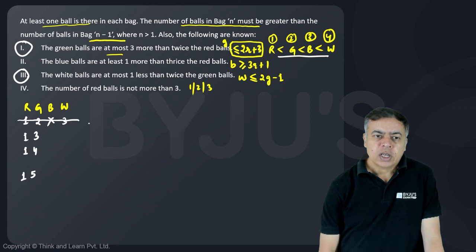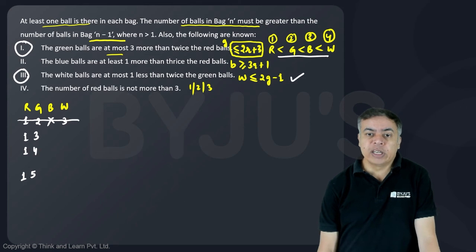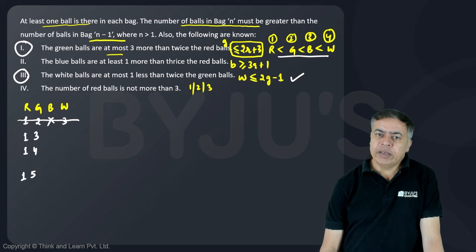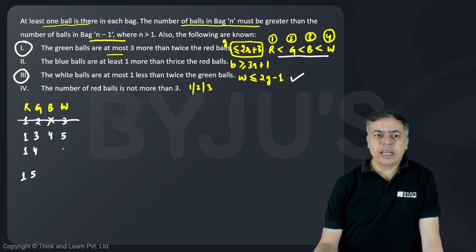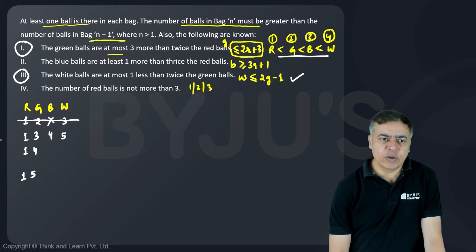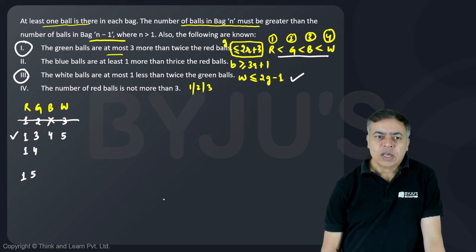Now in the second case, if green is 3, so 2 into 3 minus 1, that is less than or equal to 5. So it can be 5 and here it can be 4. So the only possibility, less than 5 is not possible. So this one case is possible: 1, 3, 4, 5.